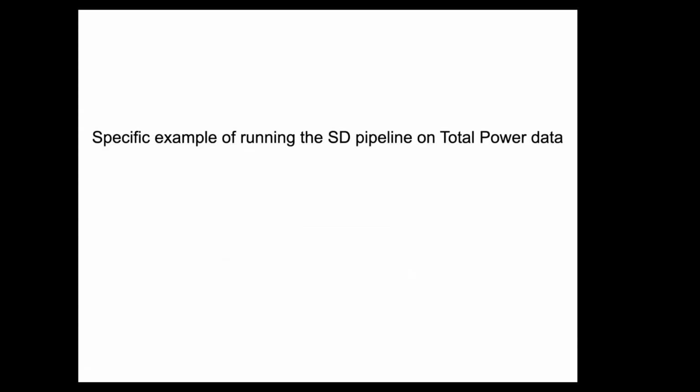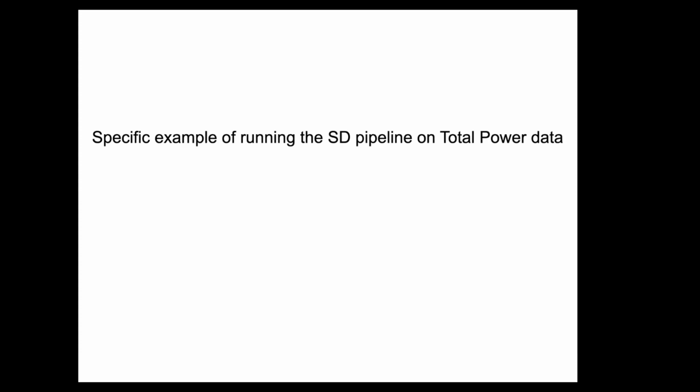Well, so that was a very quick, brief introduction to what single dish observations are and their differences with the interferometric observations. But now we're going to start working with a specific example of how to run the single dish pipeline on total power data.